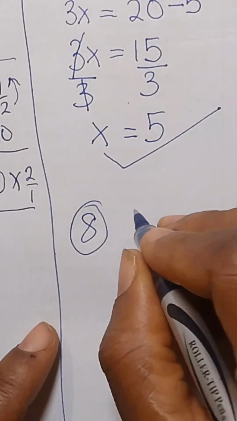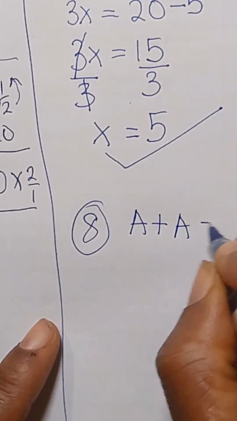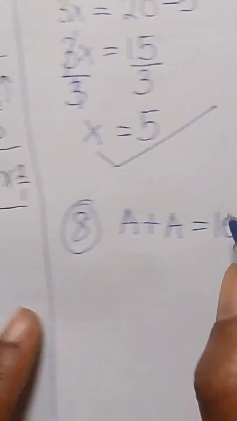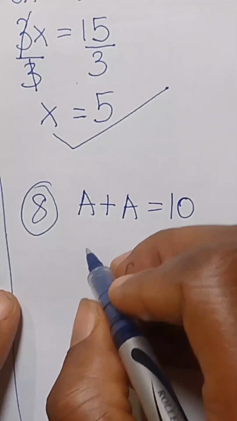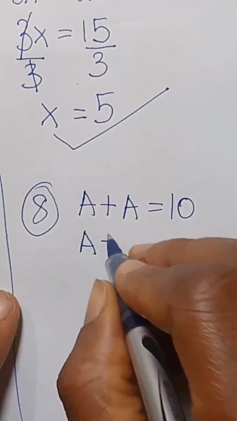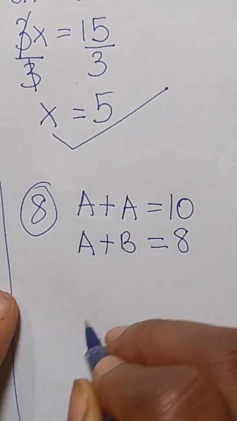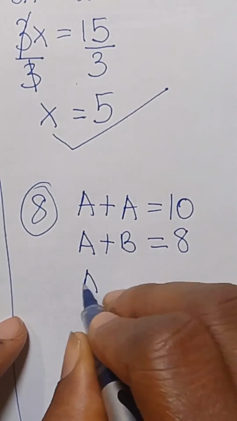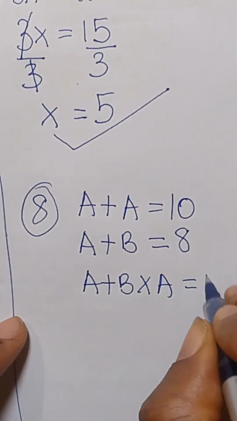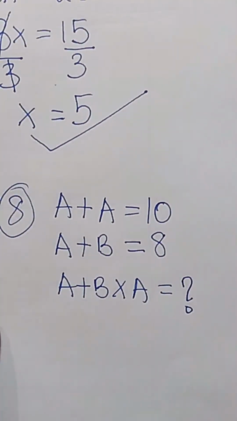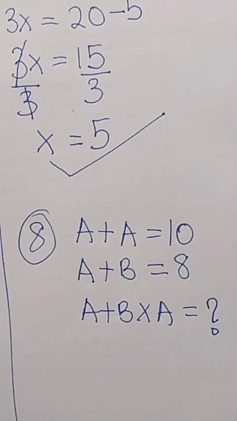Okay, this is a kind of math reasoning. A plus A is equal to 10. All right, A plus A is 10, is reasoning. Then A plus B is equal to 8. All right, A plus B times A is equal to what? All right, so this is math reasoning.